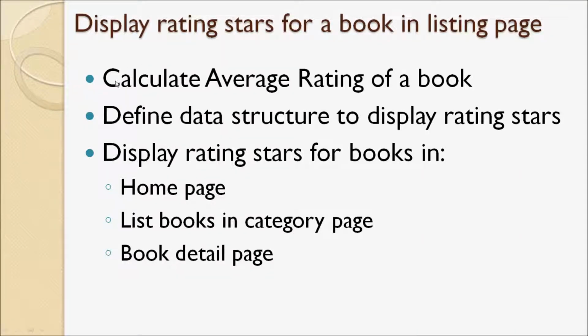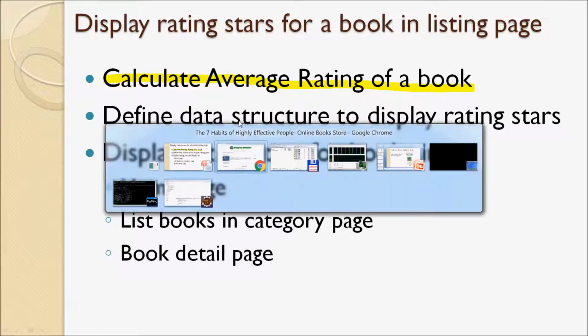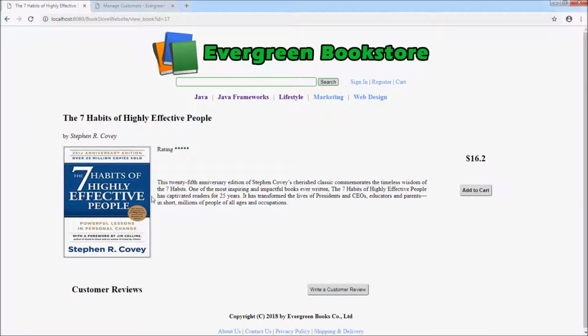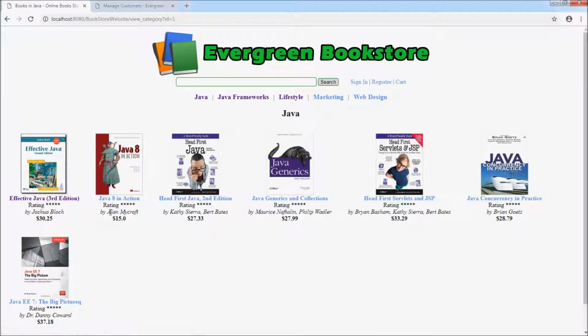And now let's write code to calculate the average rating of a book. A book can have one or more reviews from multiple customers. So the rating stars that appear here show the average rating value of the book. You see the rating here is the average of all the customers' reviews on that book.